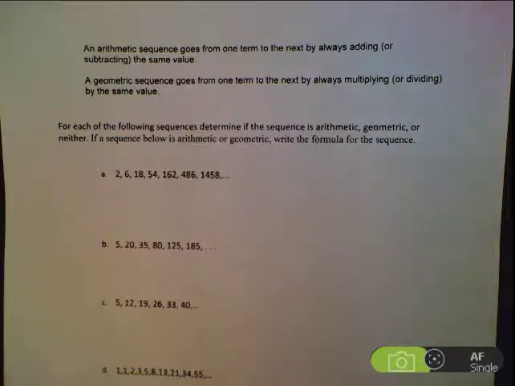Alright, we are going to look at a review of arithmetic and geometric sequences.